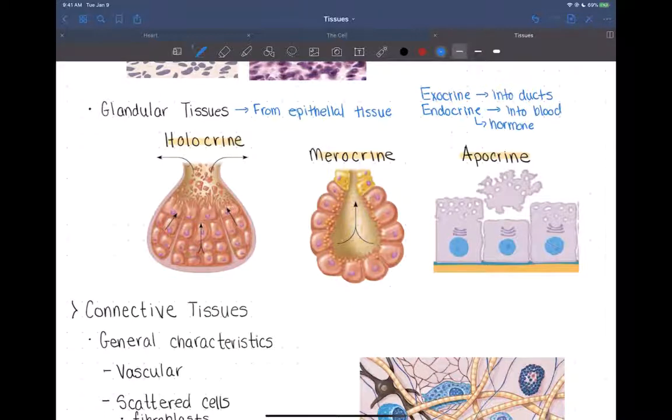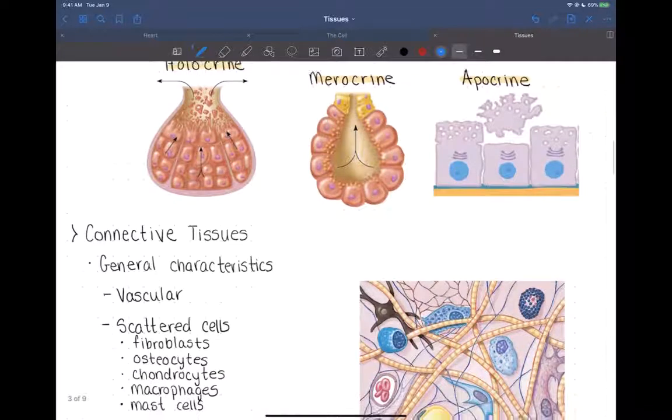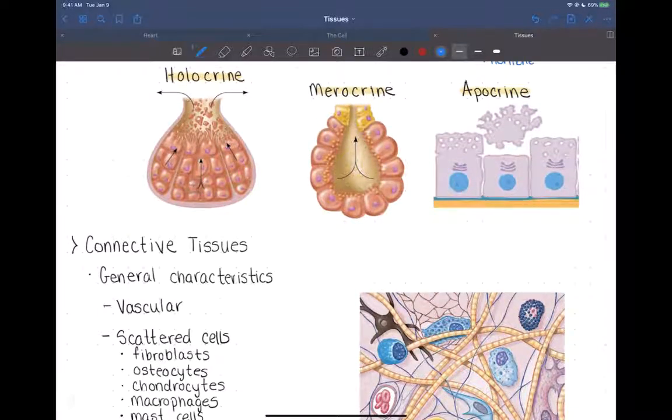All right. And so these are multicellular glands, right? Unlike our goblet cell, which was a single cell gland. All right, and so these multicellular glands can make their secretions in three possible different ways. And so that's what we're looking at here. How they secrete is what's going to be different. So let's start on the left and work our way to the right. Okay, so on the left, we have a holocrine gland, all right?